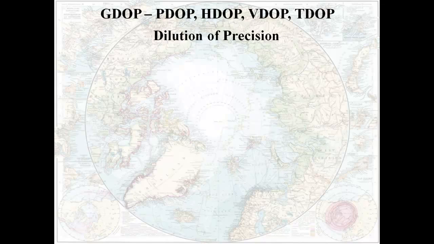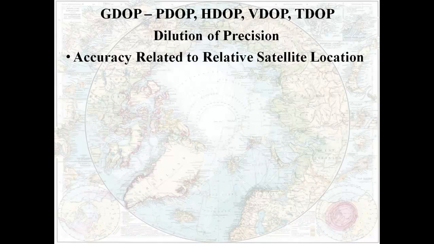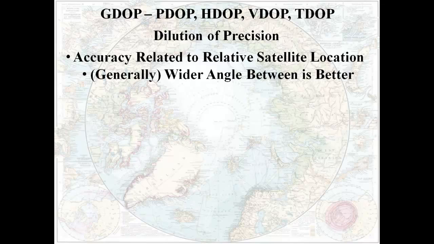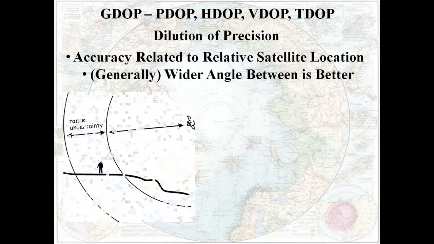There's this concept called dilution of precision, and remember, everything is a triangulation of actually 4 satellites when you're figuring out your location. Dilution of precision is related to where those satellites are that you're using to do the triangulation. Usually the rule is the wider the angle, the more angle between the satellites, the lower the dilution and the higher the precision.